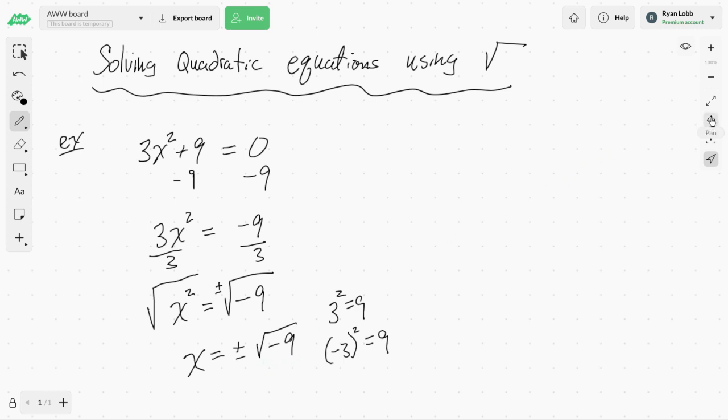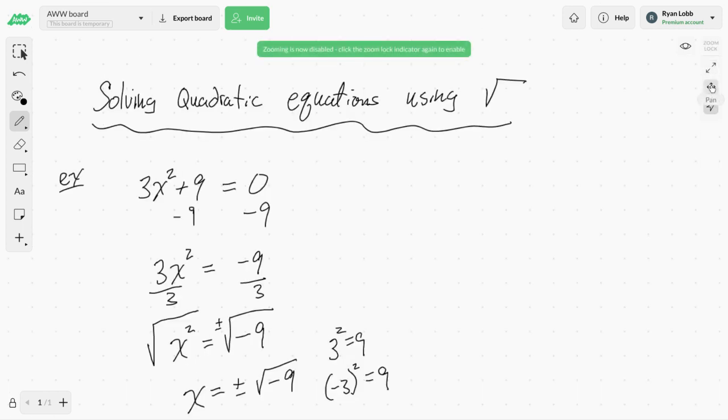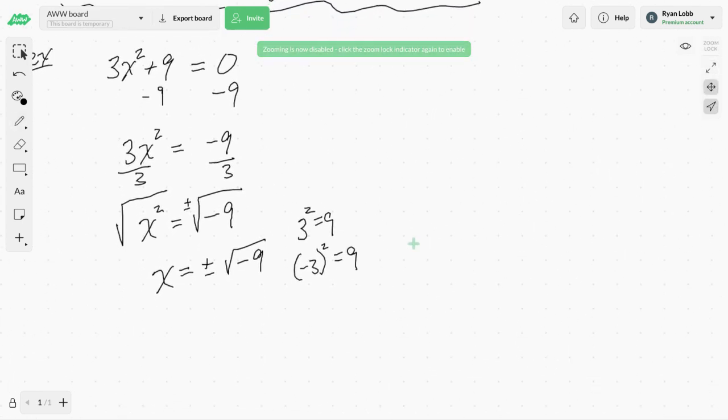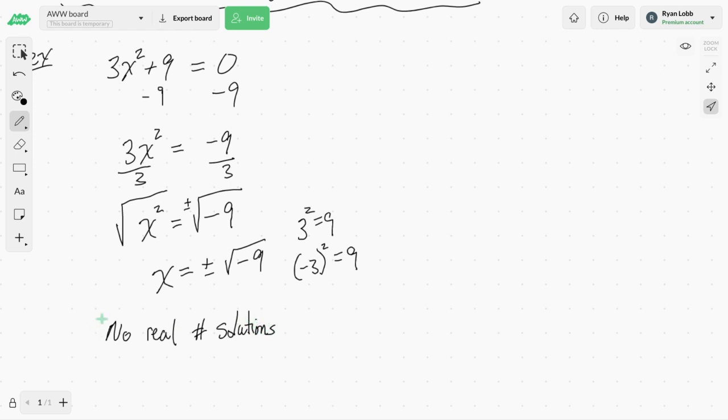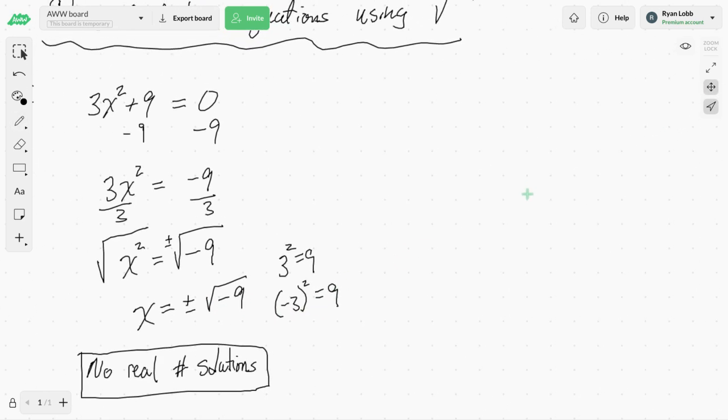So in this case, for now, what we have here is that there's no real number solutions. Square root of negative 9, can't do. So we can't have square roots of negatives right now. A little while later, we'll do something new that will let us do that.